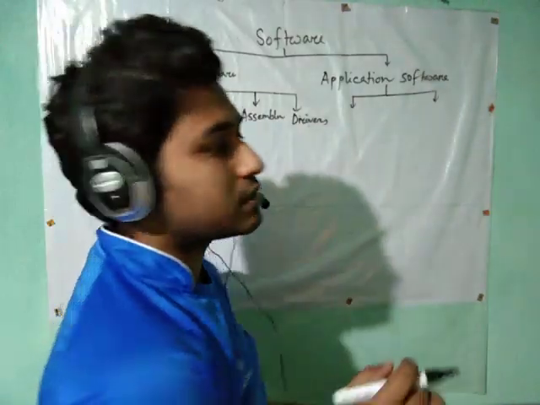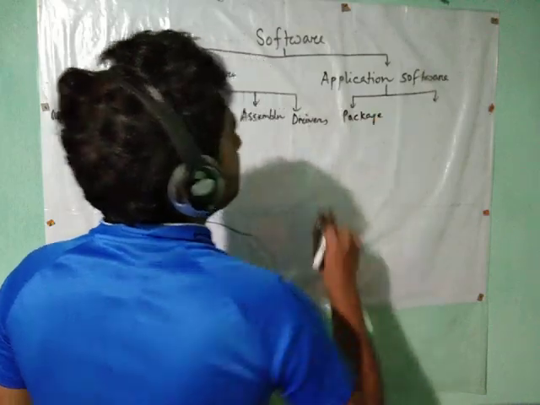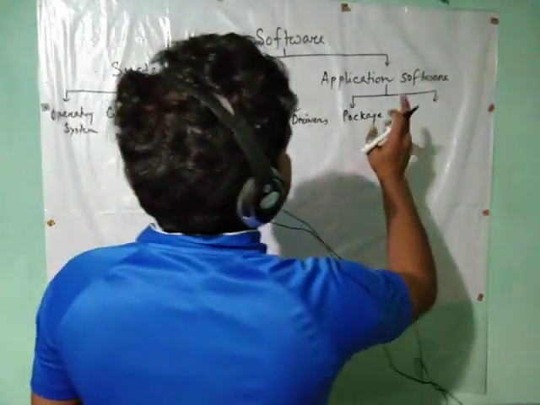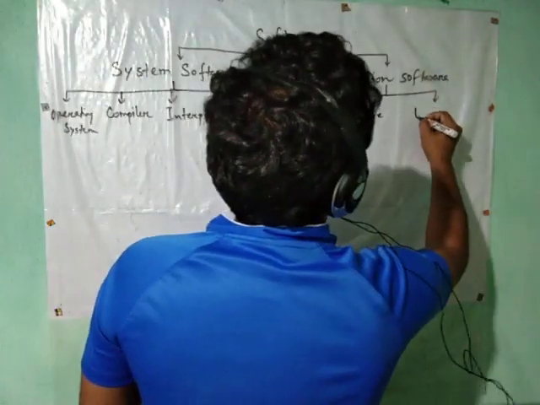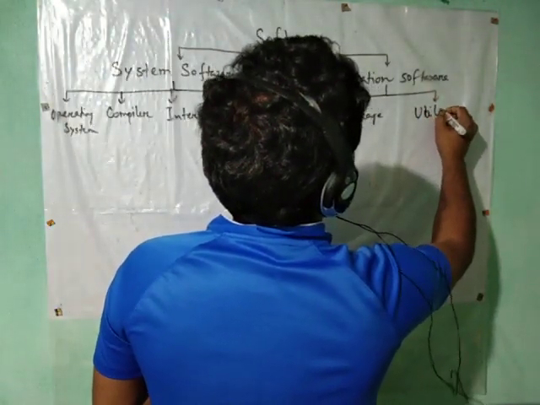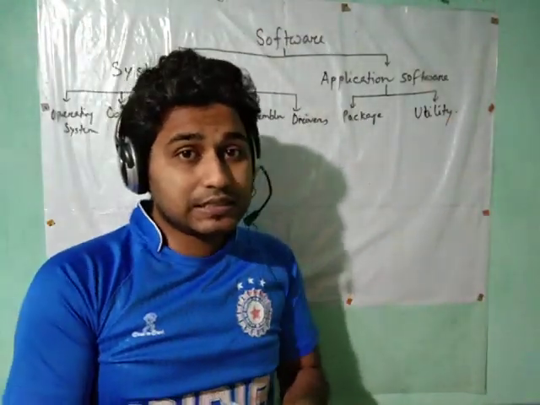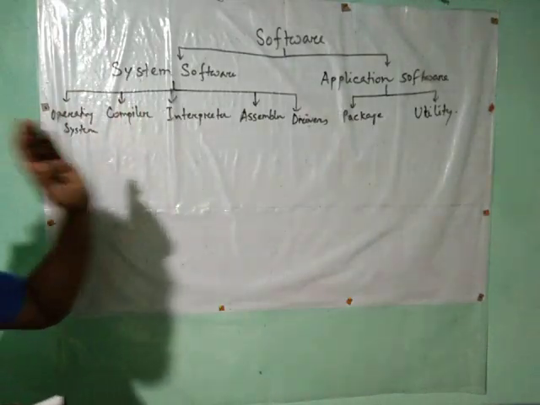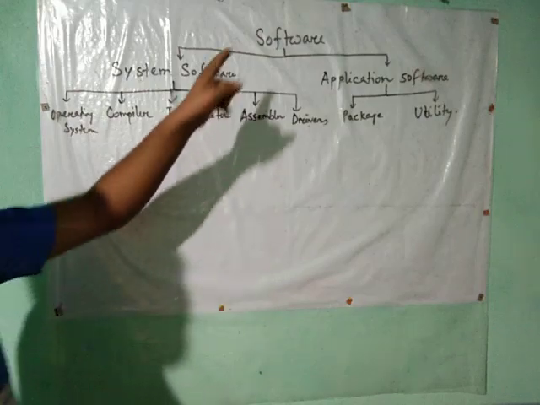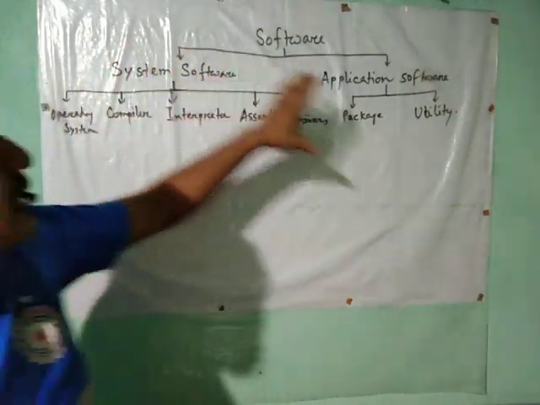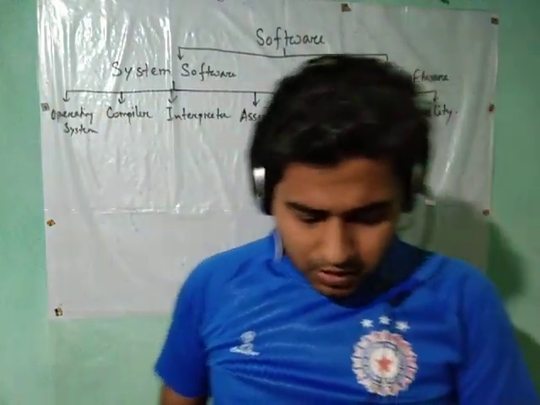Now I am going to differentiate and make it a part of application software. There are 2 types of application software. Number 1 is known as package. Another one will be utility software. Now this is the very basic and very important classification of your software. Please note it down. Pause the video and try to note it down.